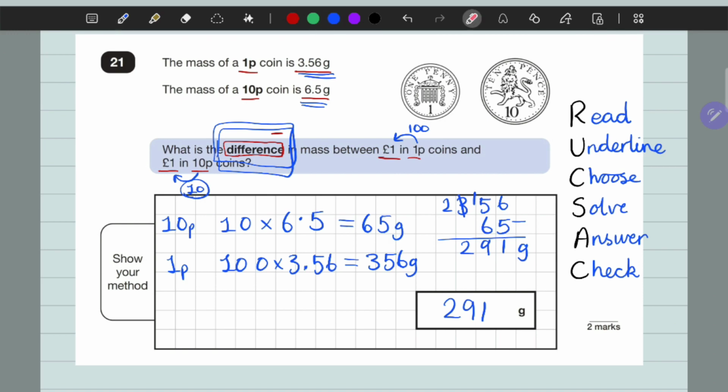Now, I hope that's been helpful for you. My main advice would be to remember your rucksack here, because that really will be the key to breaking up each of these long worded questions where they're really just trying to trick you and find ways to make it more wordy with multiple steps in the question. So make sure you are reading carefully, underlining the important bits, choosing what to do before you solve, answer, and at the end, check your answer too, because you don't want any slip-ups and losing a silly mark here or there.